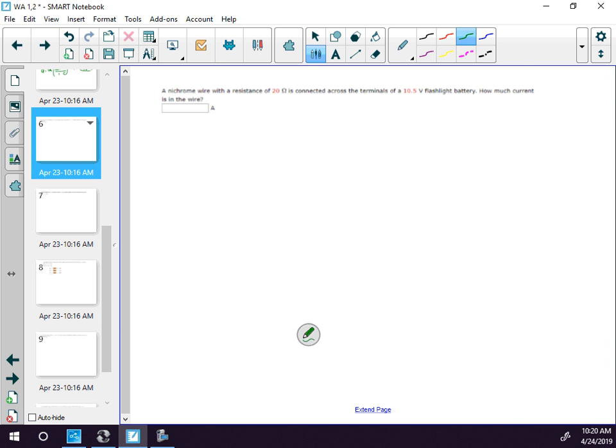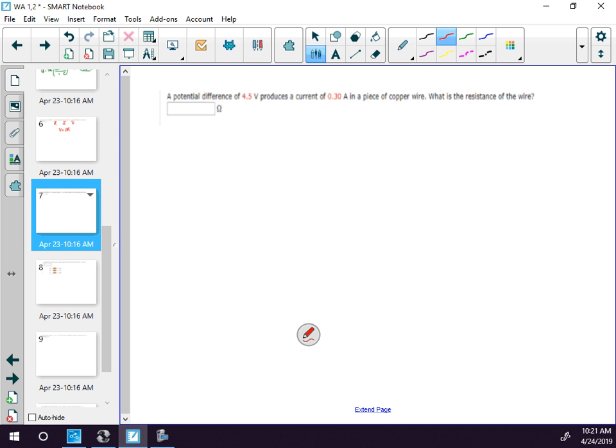Next. Time to change colors. I'm getting a little sick of green. All right, nichrome wire with resistance of 20 ohms, and you're given 10.5 volts, and you find the current. Okay, this one's really easy. I'm not going to spend a lot of time here, right? You're given your resistance, you're given your voltage, you're asked to find your current. That is a straight application of Ohm's law. You should be able to find that with no trouble. Next.